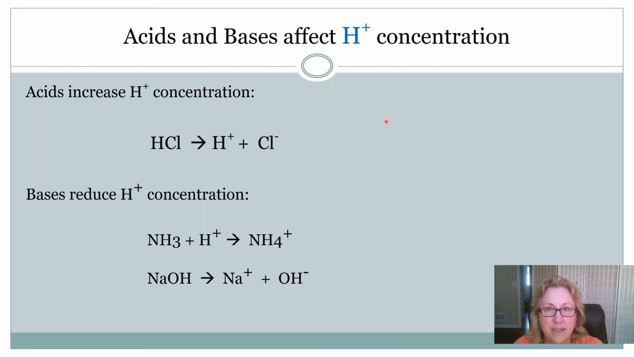So acids and bases affect this hydrogen ion concentration. Things that are acidic tend to increase the hydrogen ion concentration, like hydrochloric acid dissociates and increases the concentration of hydrogen ions. Bases absorb or reduce the hydrogen ions in a solution, like ammonia absorbs hydrogen ions. Sodium hydroxide is a salt. The hydroxide ions bind to the hydrogen ions and remove them from the solution.